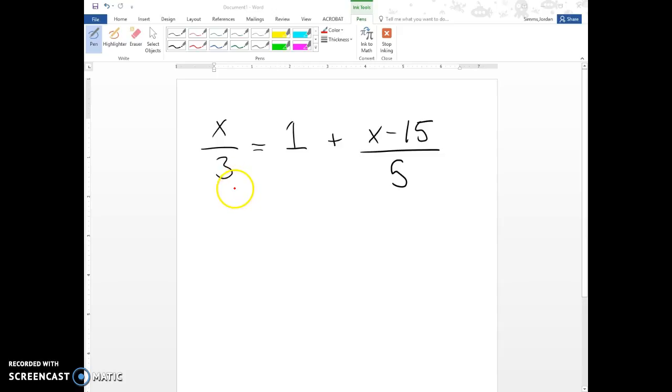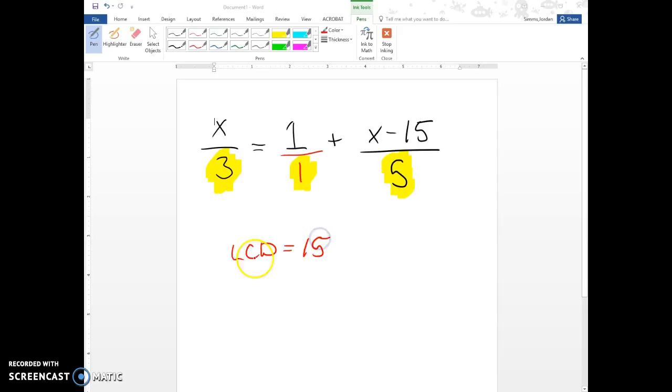Now what I could do is start walking through this step by step. I could divide both sides by 3, which will get rid of this x, but that's not really going to help us over here. So a better way is to do the LCD trick. Notice that we have 1 over 1 here. So I'm going to look at all three denominators, 3, 1, and 5, and come up with the LCD. Now the LCD here is 15.